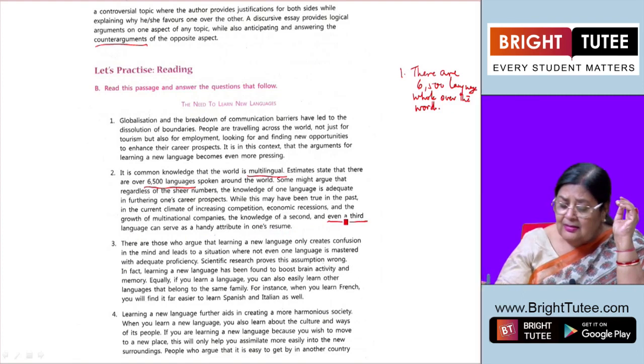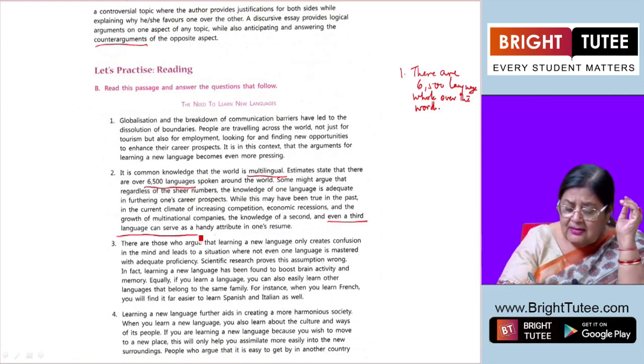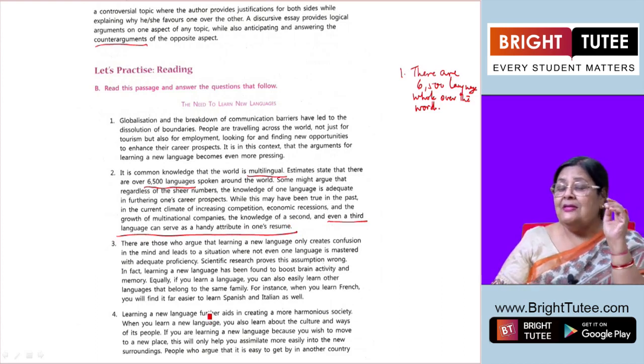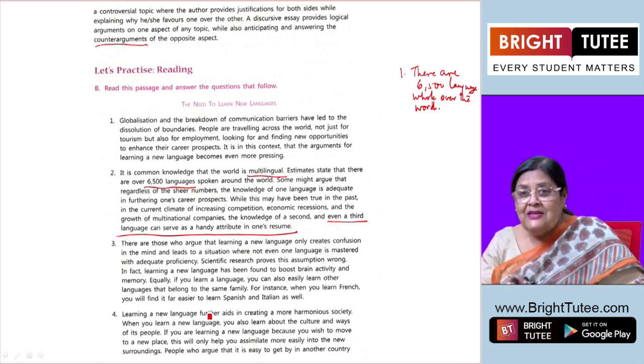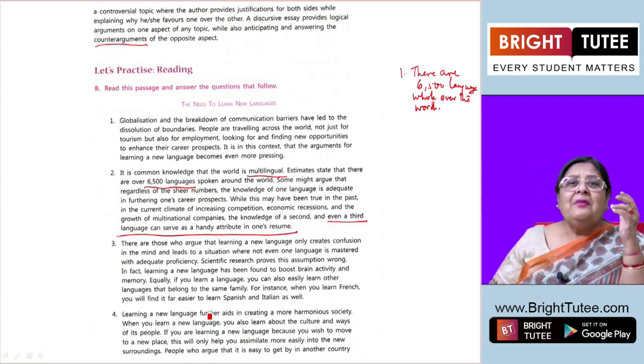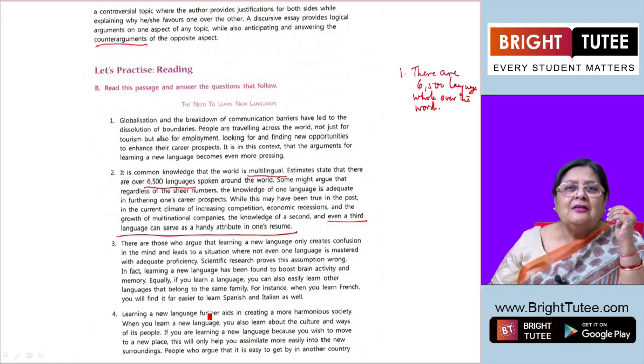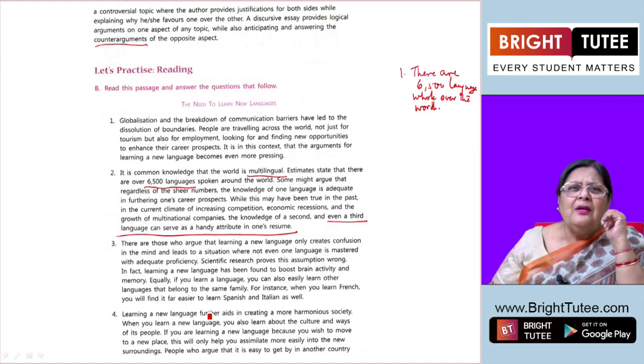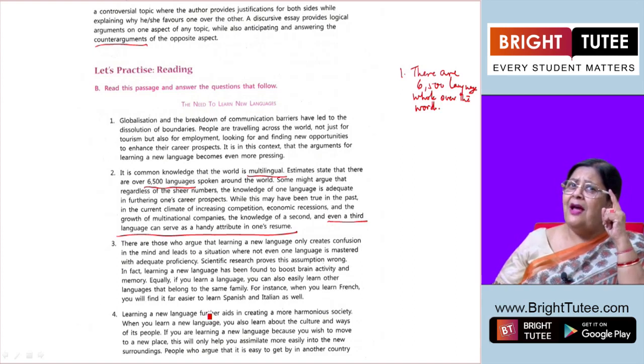Even a third language can serve as a handy attribute on one's resume. Let me give you an example. Suppose I'm a mechanical engineer, and I'm interested in cars. Japanese and Korean cars are extremely popular in the whole world. And suppose from the very beginning my target is that I need to do something great in my line.